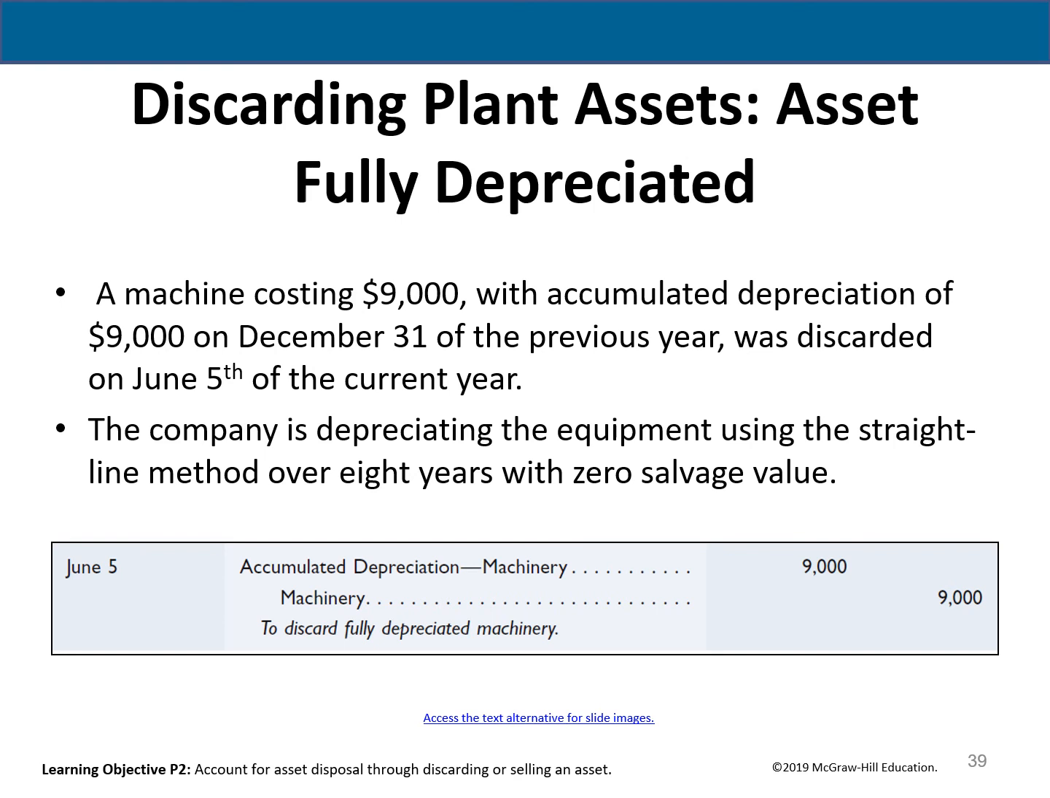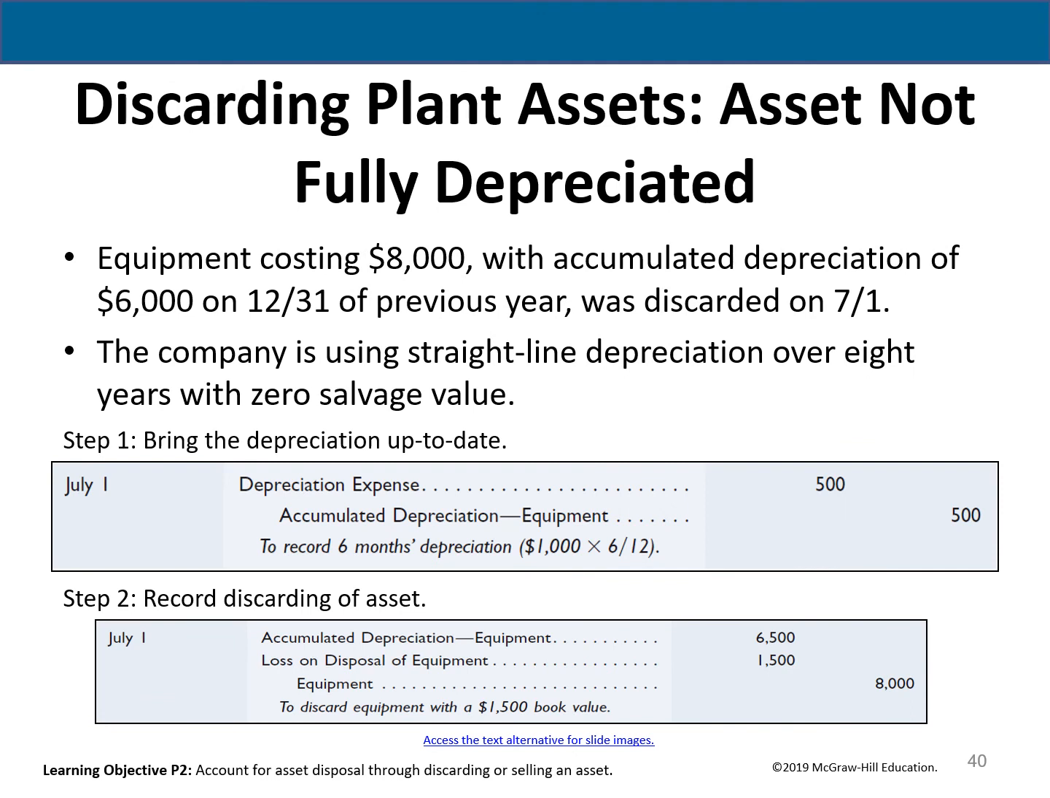Credit the machinery for $9,000, the amount of the cost, to remove it out of the asset account, and debit the related accumulated depreciation for $9,000, because that's the amount of depreciation that has been taken on that machinery so far. So we decrease both accounts, and now we've removed a discarded asset that's fully depreciated. What if it wasn't fully depreciated?